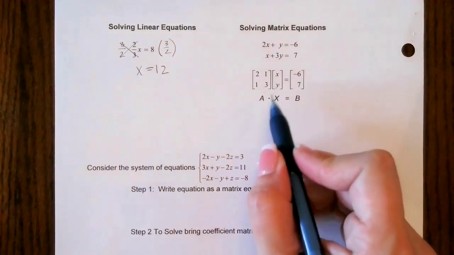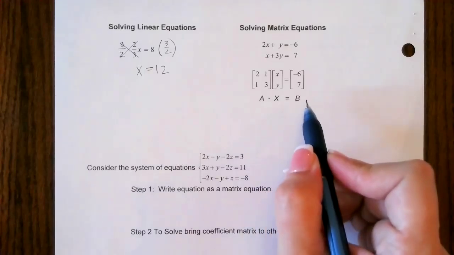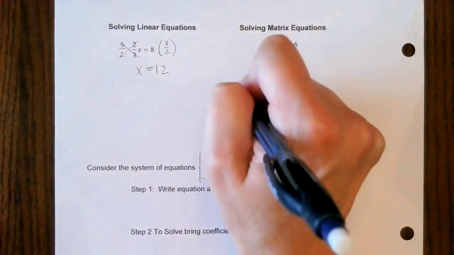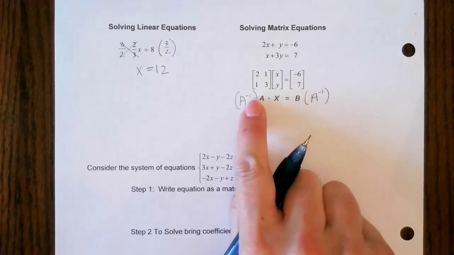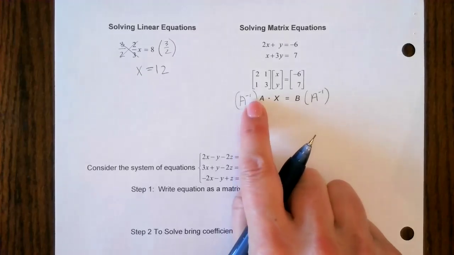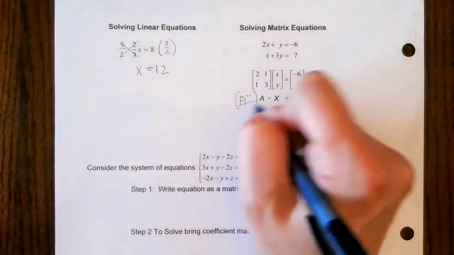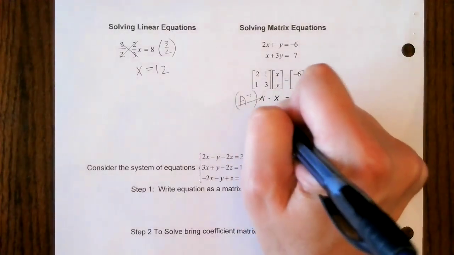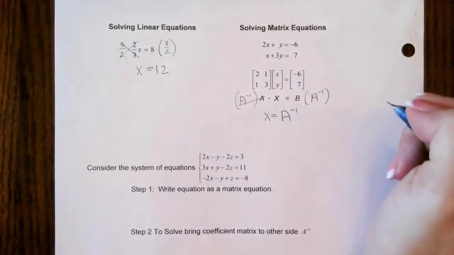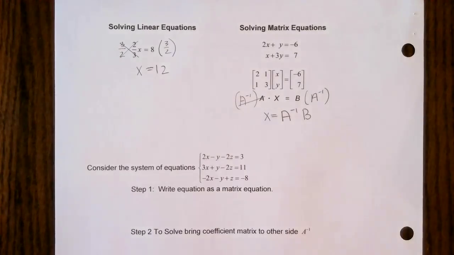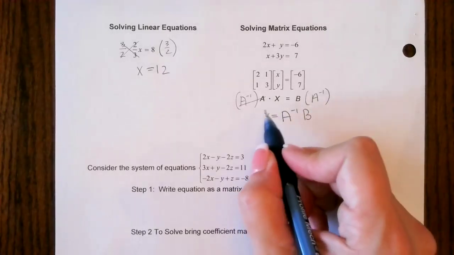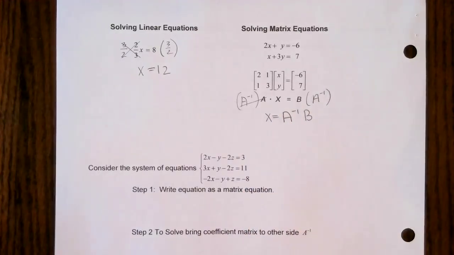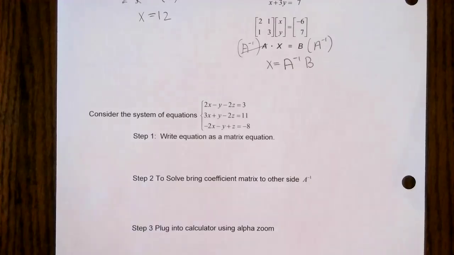So if I want to get this X by itself, I need to get the A to the other side. So we multiply both sides times the multiplicative inverse. And so the -1 up in the top here, that stands for inverse. So we're multiplying times the multiplicative inverse, so it's going to cancel on this side. And we get X equals the inverse of matrix A times B. And this is what we're going to put in the calculator, because then we've solved for the variable X, or the variable matrix in this case.